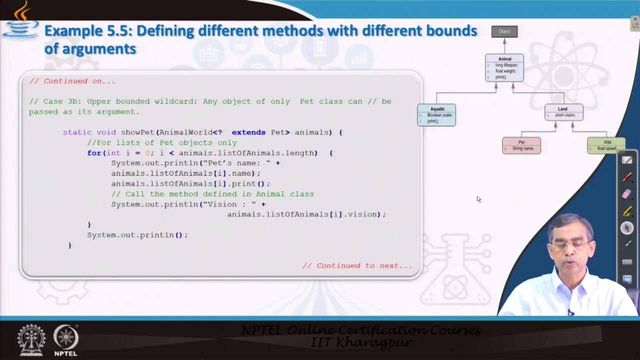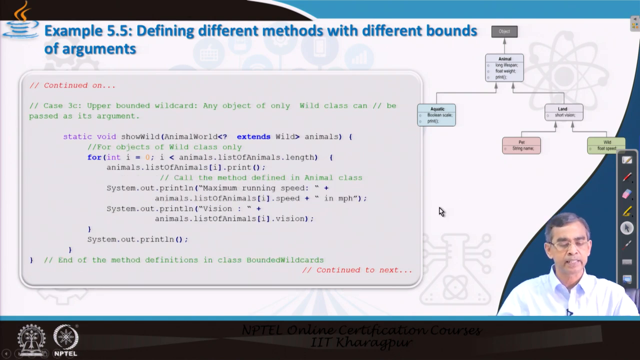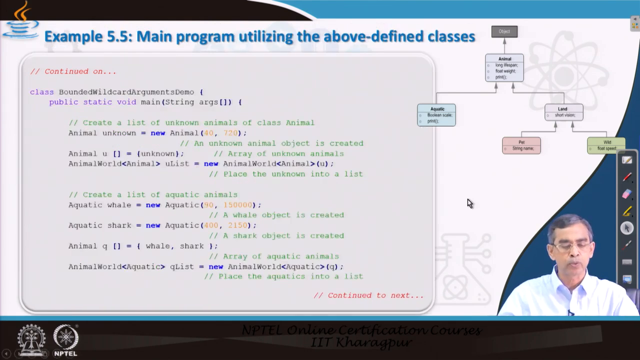You can go through the code of these methods. You can understand these methods are doing nothing but printing whatever values are applicable to those classes by inheritance as well as their own definitions. So, this is the only thing there. This is show, and here is the same method for show pets and show wild.